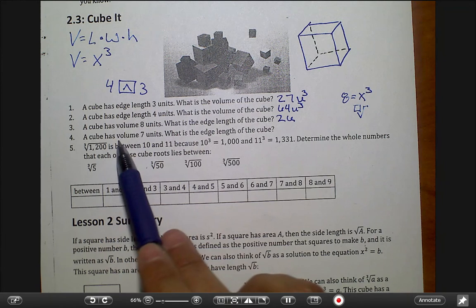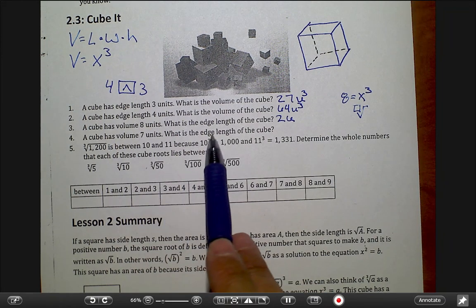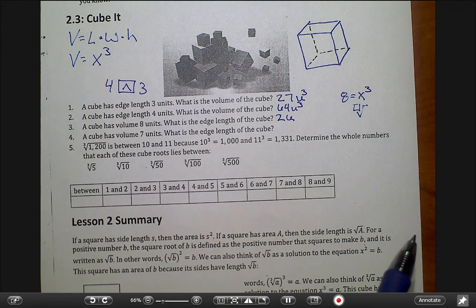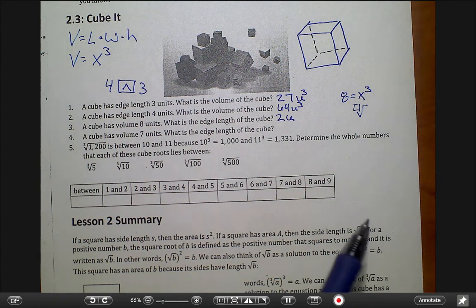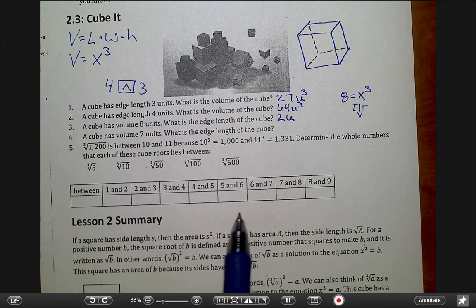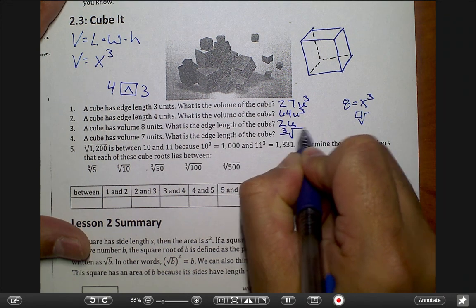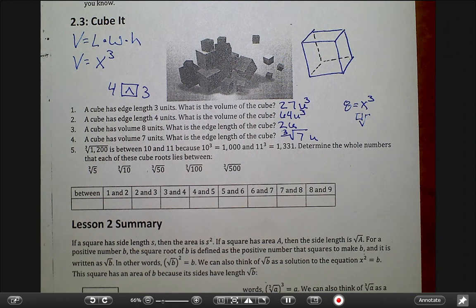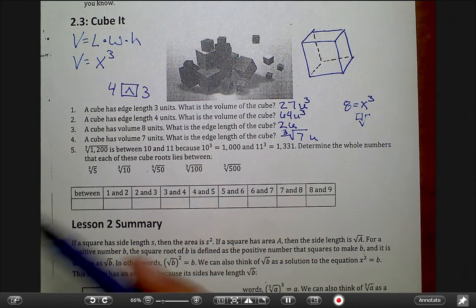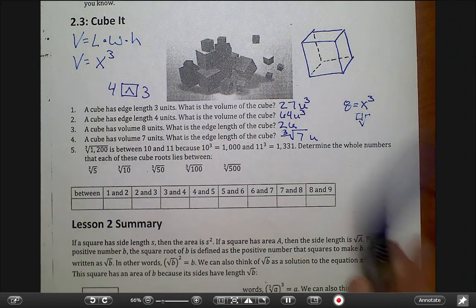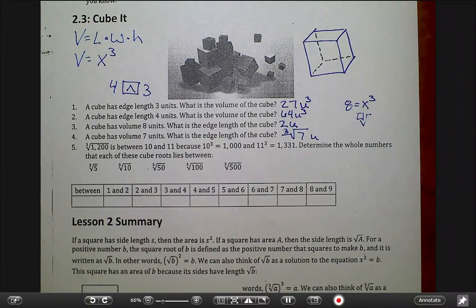All right, so what about a cube that has a volume of 7 units? What is its edge length? Even easier. You don't have to put it in the calculator. Can I say cube root of 7? It's the same thing because you're just finding the cube root of each one, right? So this would be considered an exact answer. And the 1 point something, yeah, 1.91 and so on, that one's going to be an approximate answer.